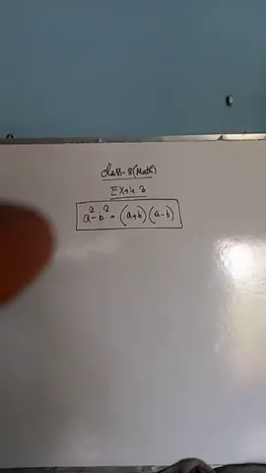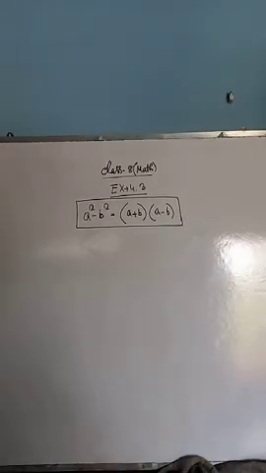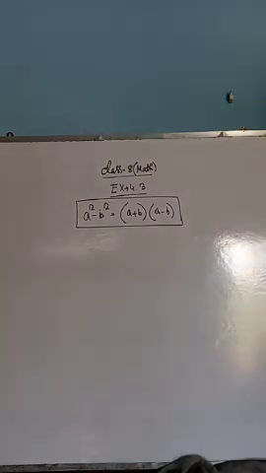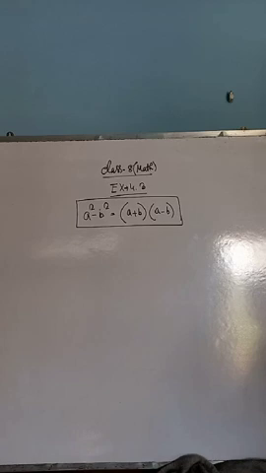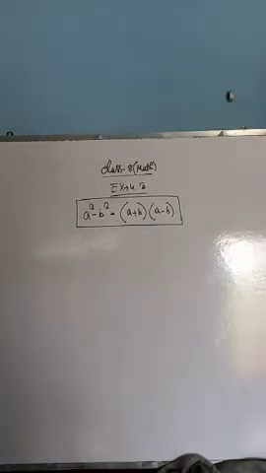So according to that, first term square minus second term square means first term plus second term into first term minus second term. Am I clear to all of you? First term square minus second term square is equal to first term plus second term into first term minus second term. Okay, let's start.